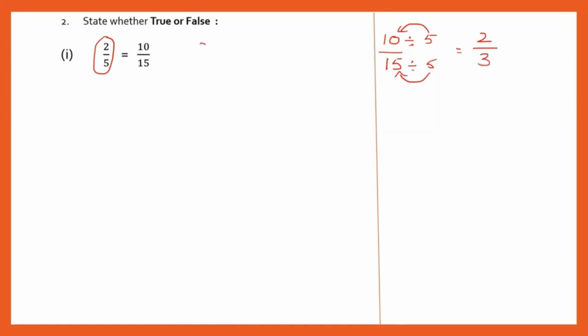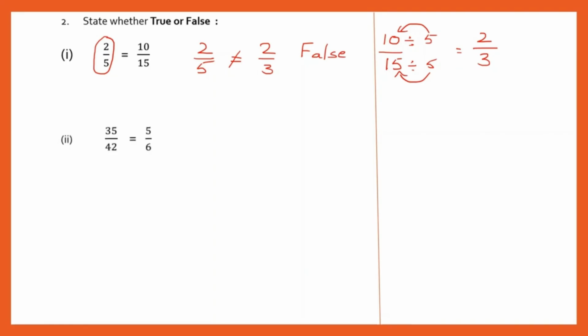So here the fractions are 2 by 5 and 2 by 3 and the statement says they are equal. So is this true? It's not true because they are not equal. So the first statement is false.